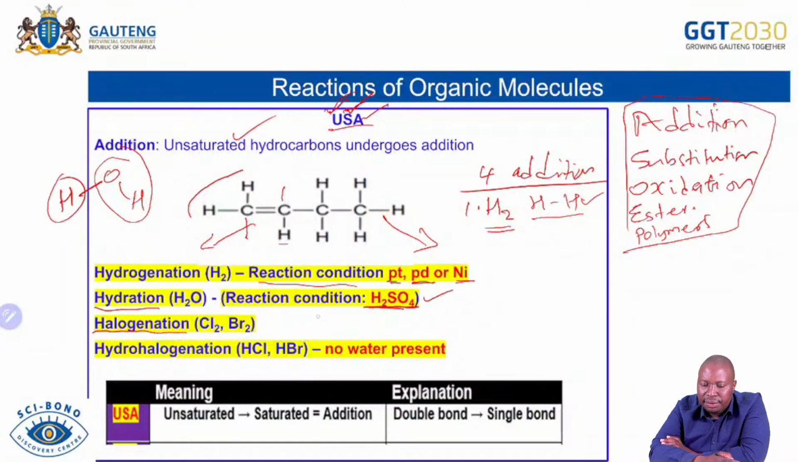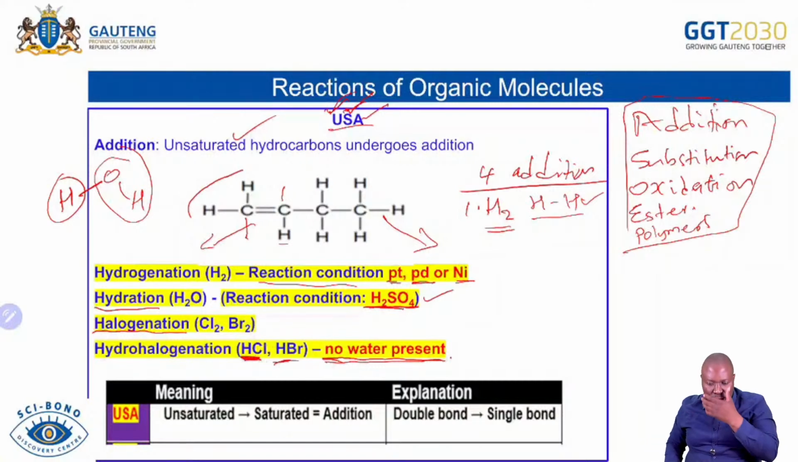The last type of addition reaction that we do, the 4th one, is hydrohalogenation. For hydrohalogenation, we are saying no water must be present. That is the reaction condition. So if there is water, you are going to have problems where water is added instead of HCl or HBr. So we are saying no water must be present when you are doing addition of your HCl or of your HBr. So don't forget the reaction condition.